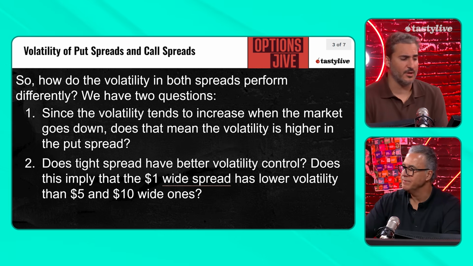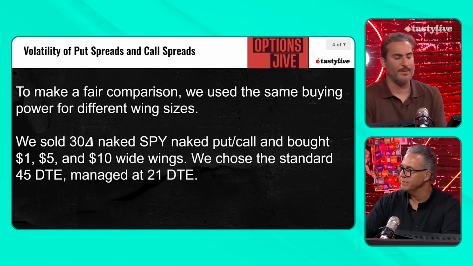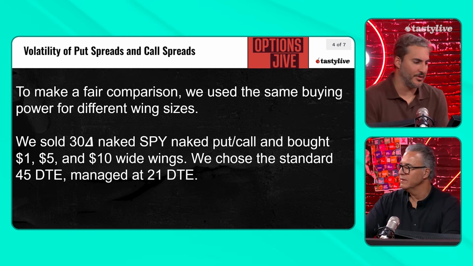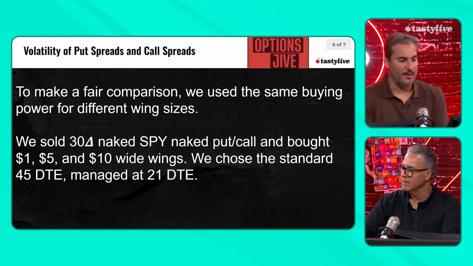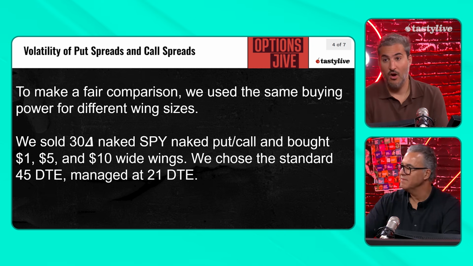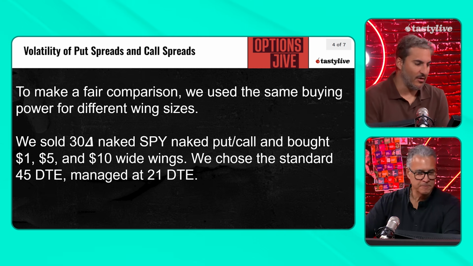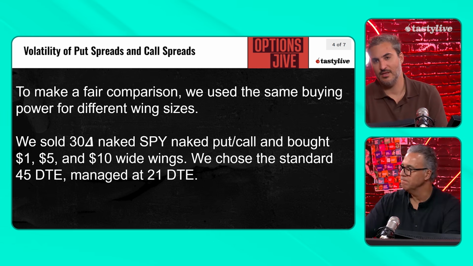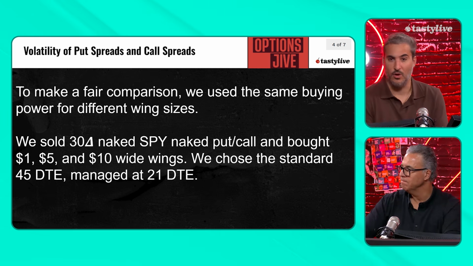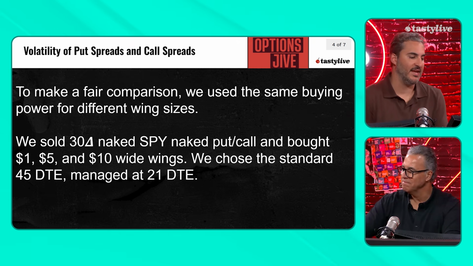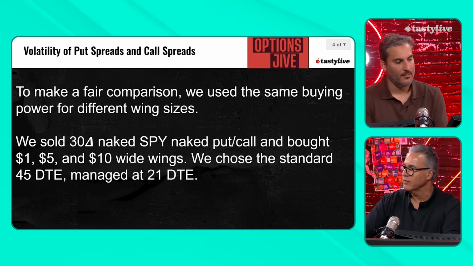And so the comparison we're going to make here is we use the same buying power for different wing sizes. So we sold 30 delta naked SPY put and call, and then bought $1, $5, and $10 wide wings. So we're selling the 30 delta options, going $1, $5, and $10 wide. And then we're going to do our standard 45 days, and manage at 21 days. Classic mechanics is what you're really looking at.